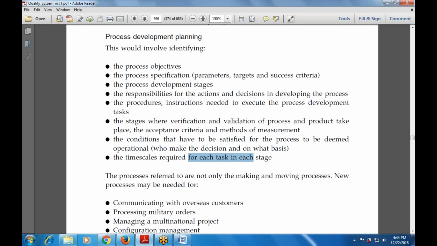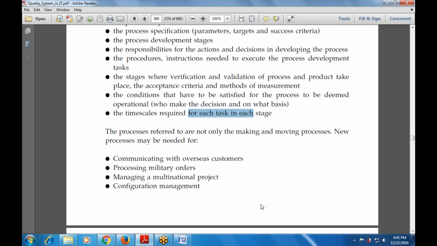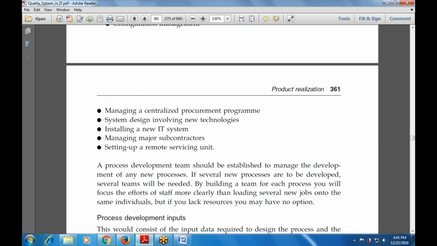And the processes referred to are not only the making and the moving processes, but also the new processes that may be needed for communicating with the overseas customer. Overseas customer means the outside customer that is available for communication. Then processing the military orders, managing a multinational project, configuration management, managing a centralized procurement program, system design involving new technology, installing new IT systems, managing the major subcontractors, and setting up a remote service. And this must be established to manage the development of any new process.